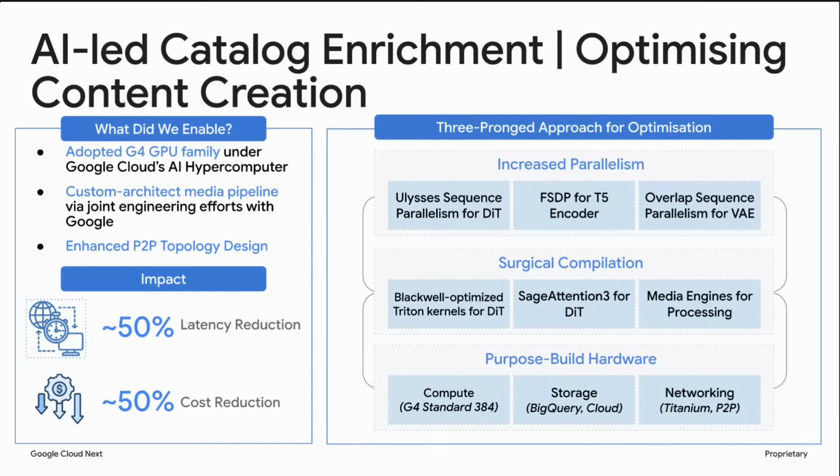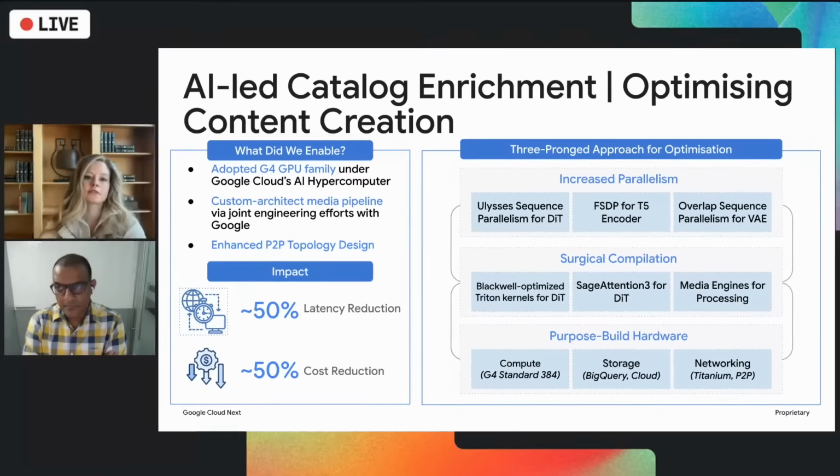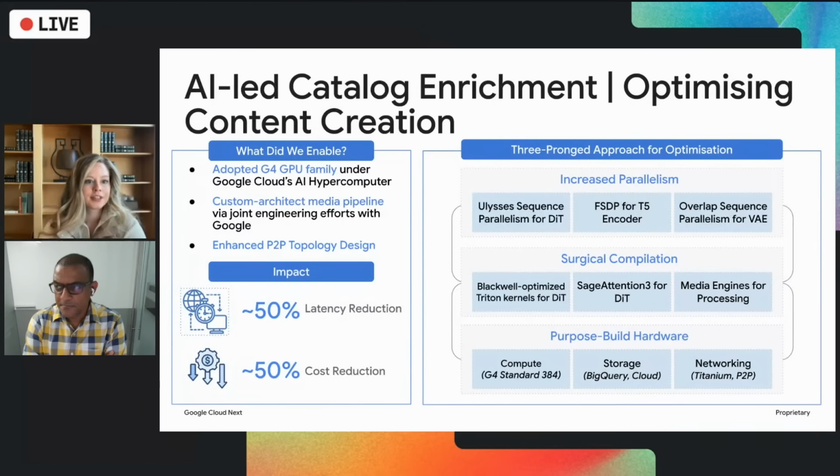They found that they were able to get a 50% latency reduction and a 50% cost reduction, which is phenomenal. They were able to do that with G4 GPUs, which is NVIDIA RTX PRO 6000. And then they also customized their media pipeline and ensured that the P2P topology design was on.